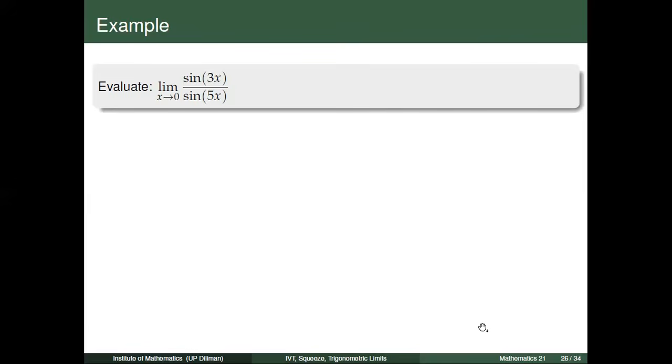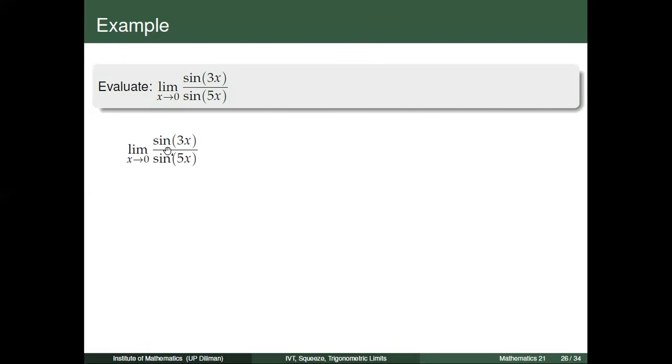Next, consider the limit of sine 3x over sine 5x as x approaches 0. This is of type 0 over 0, and note that 3x and 5x both approach 0 as x approaches 0. Now, no matter how tempted you are, do not cancel the sine, and then cancel x here, and say that the limit is 3/5. That's wrong. So how do we remove the indeterminacy here?